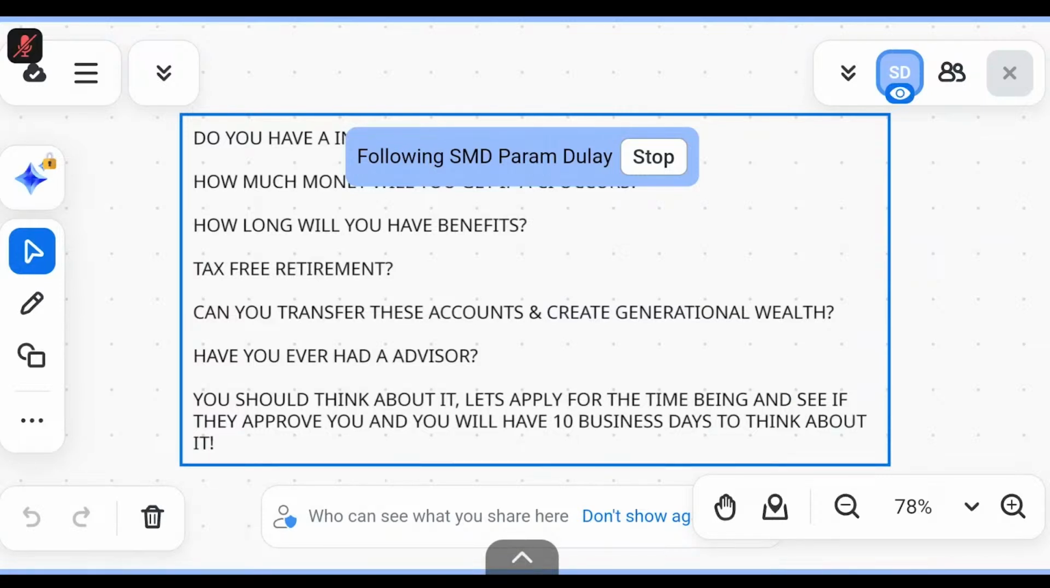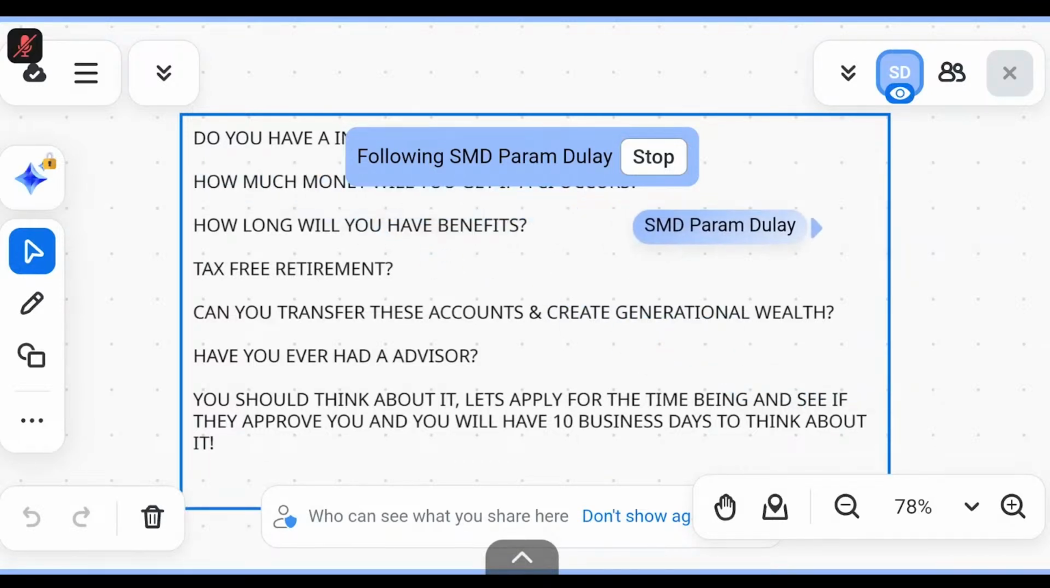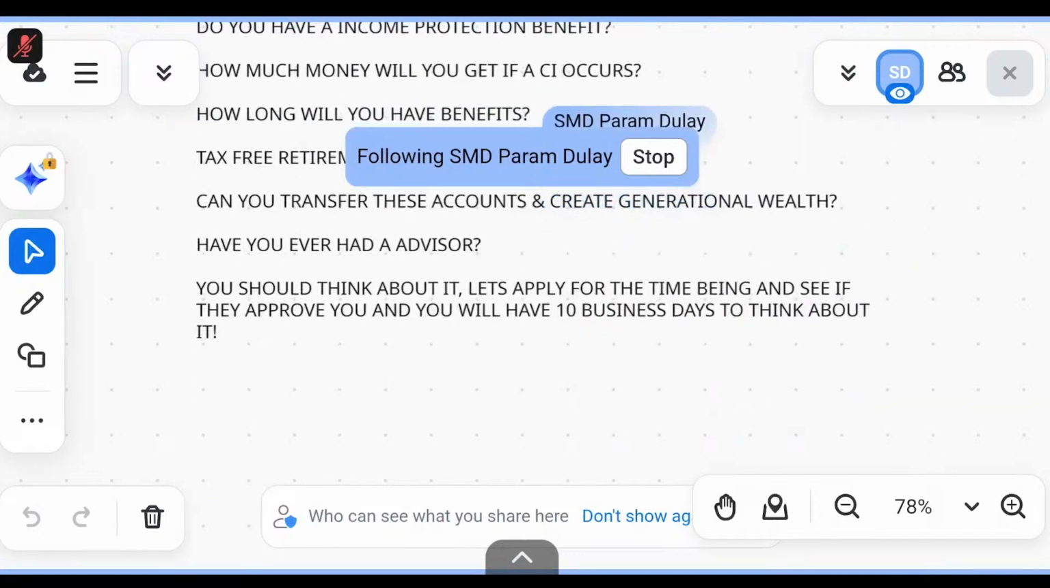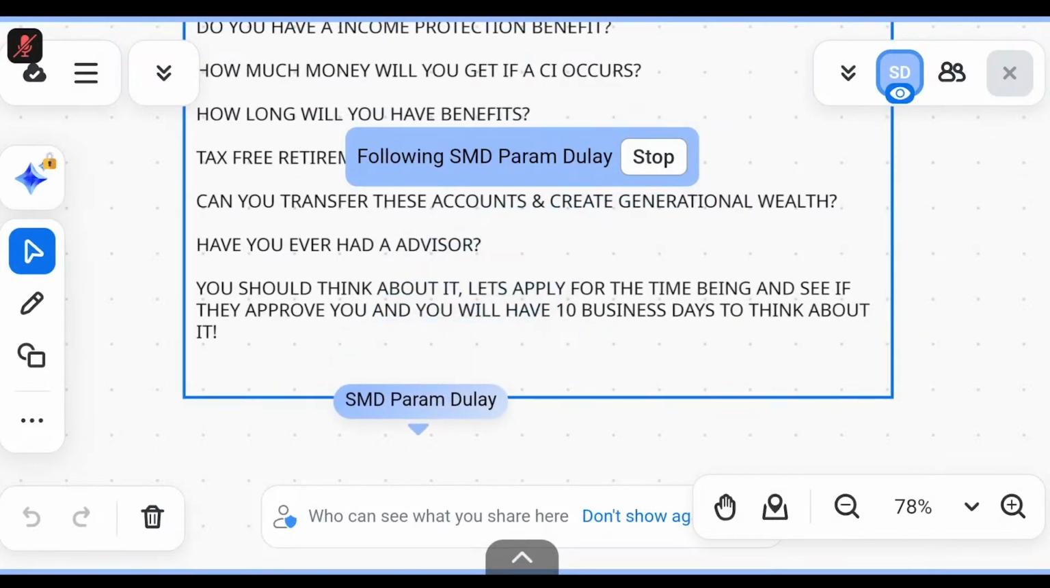So the client would not have any issue to apply. And then knowing that in 10 business days they can think about it, right? And when the client gets approved, guess what? You're going to call the client and say, congratulations, you got approved. I'm really happy. And now your family is covered and so on. So if clients say, you know what, I'm not sure, I need to think about it or talk to someone, or my wife, or all of this, it's like, I understand.